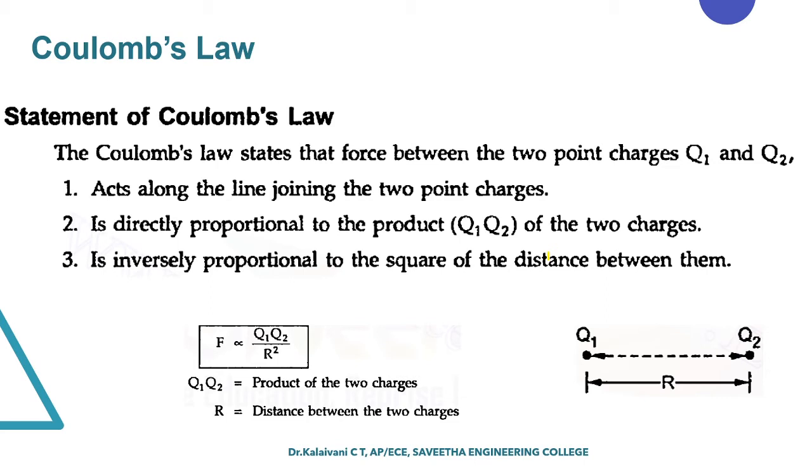There are 3 points. The force acts along the line joining the 2 points, so that is giving the vector. It is directly proportional to Q1 Q2, and inversely proportional to the square of the distance between them, so inversely proportional to R square. So then we will get this equation.